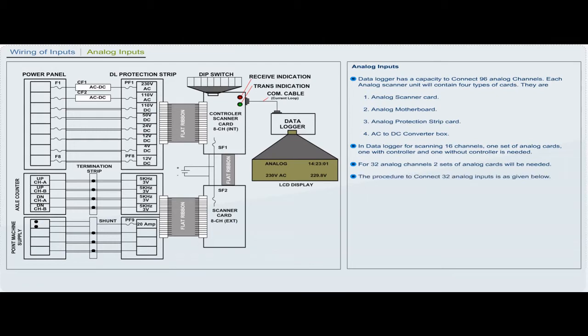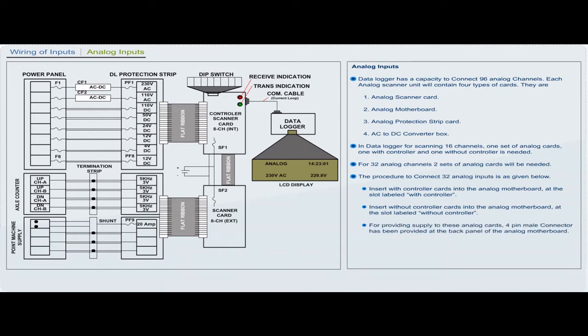The procedure to connect 32 analog inputs is as given below. Insert with controller cards into the analog motherboard at the slot labeled with controller. Insert without controller cards into the analog motherboard at the slot labeled without controller.